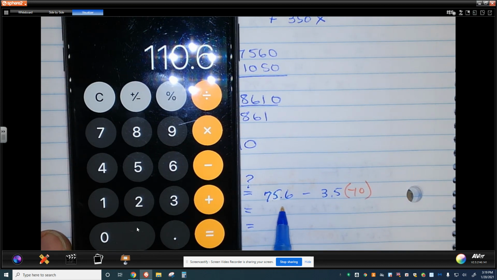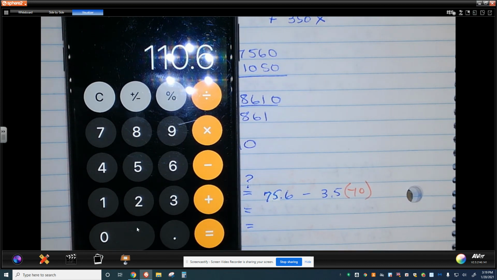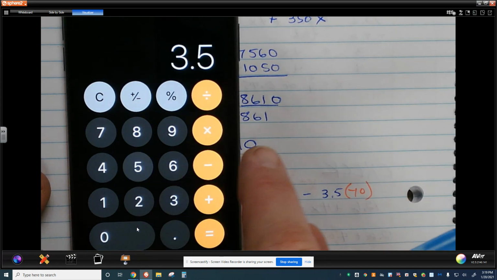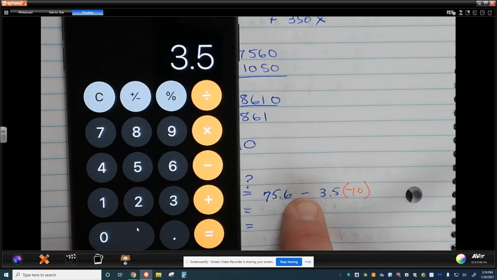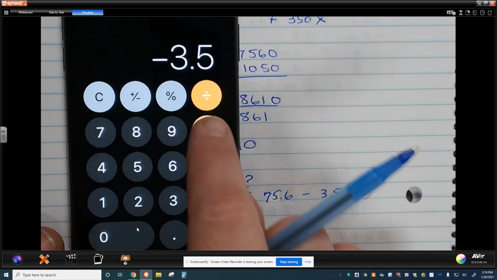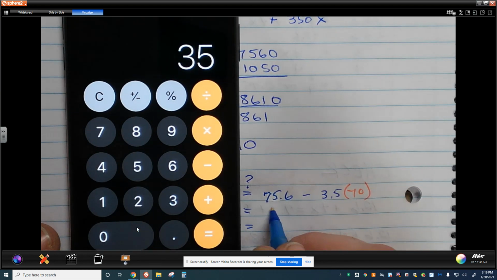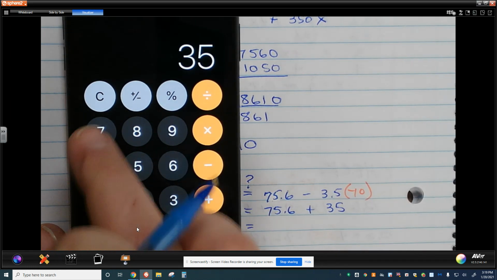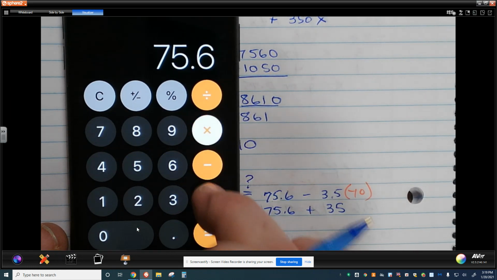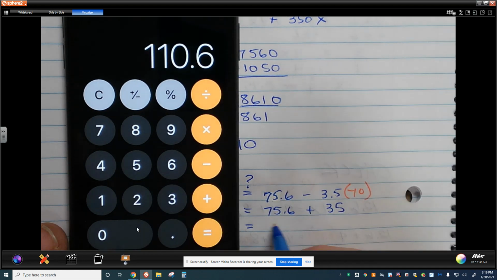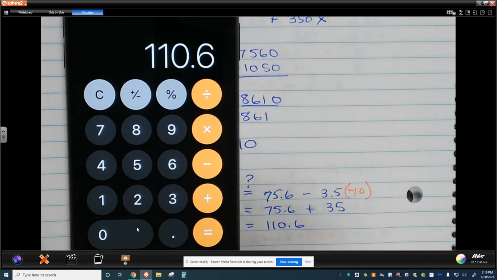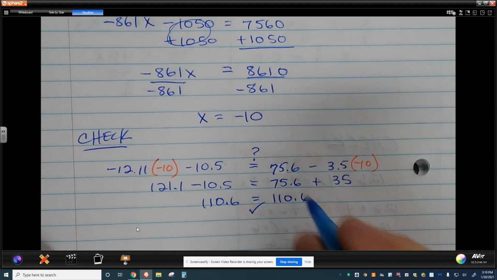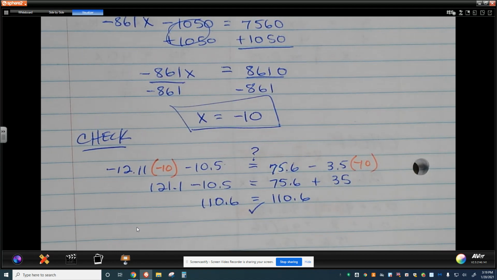And now I want to work on this side over here, and I hope that I get that 110 and 6/10. So we have 3 and 5/10, and we see that minus sign. So we're going to treat that like a negative, times a negative 10 is going to be 35. So 75 and 6/10 plus 35 is equal to 110.6 or 110 and 6/10. Moment of truth. They are equal. That's awesome. That means that my solution, x equals negative 10, is correct.